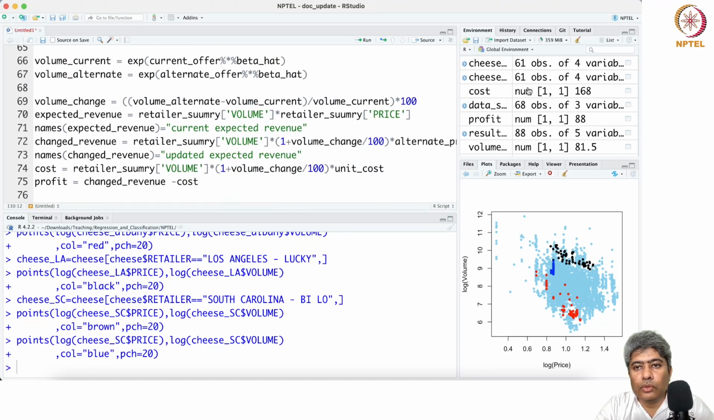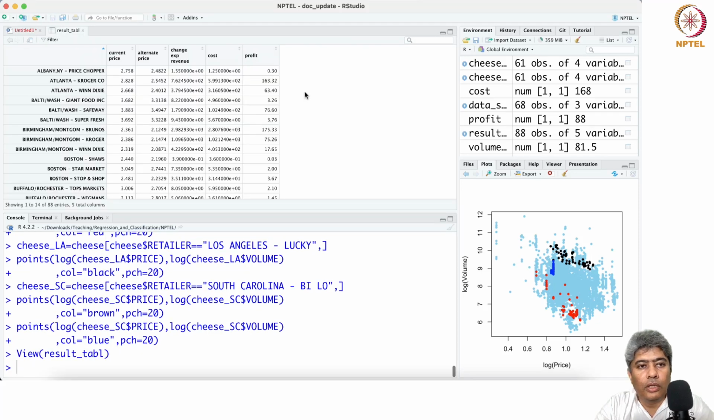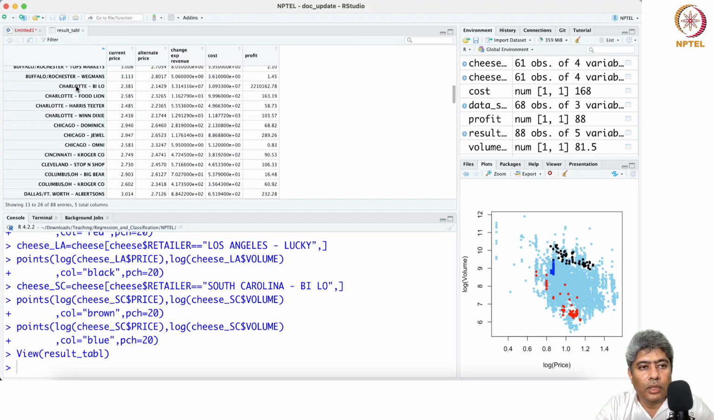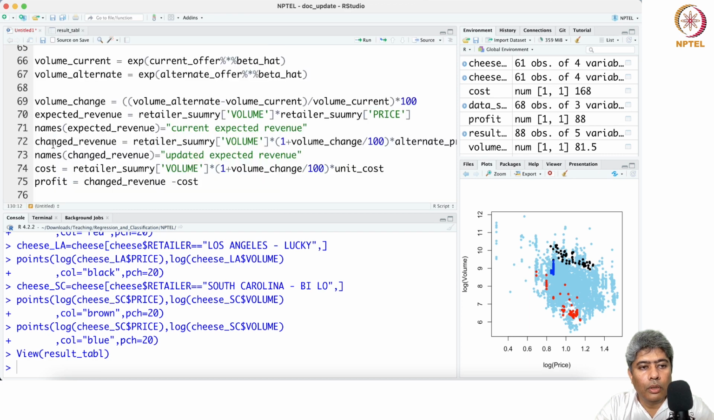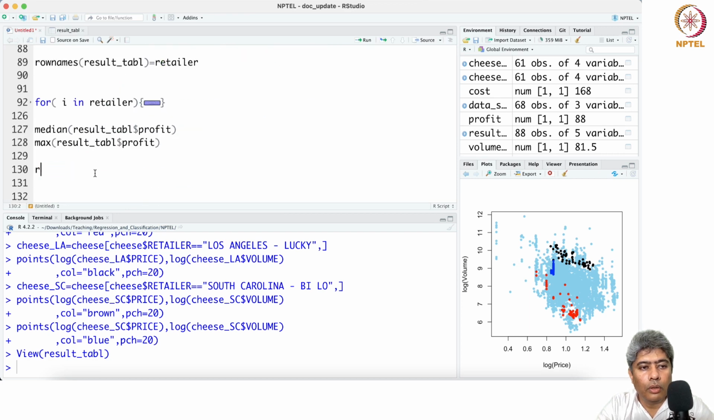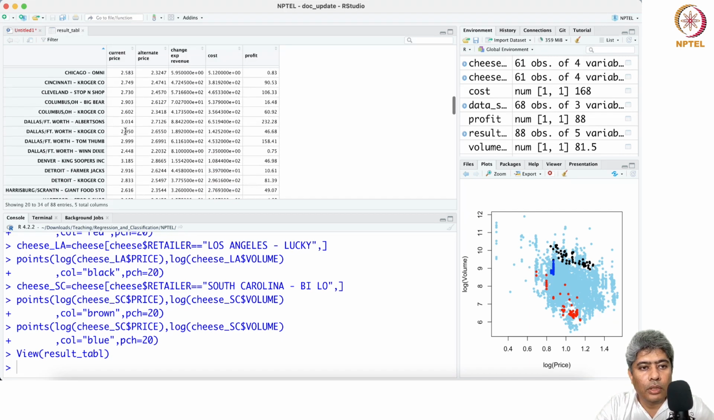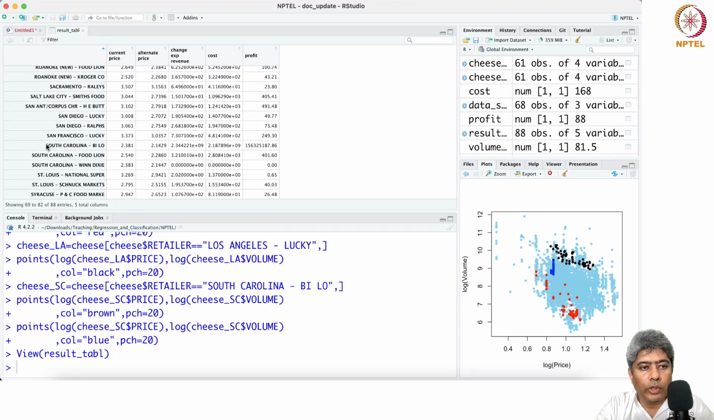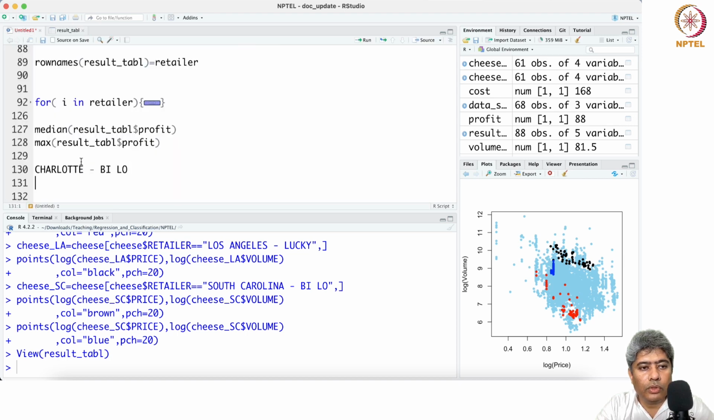what are those two names? Let us see. One is Charlottesville below, and the other one where we got a terrible estimate is South Carolina below. So these two retailers, I think, have some issues.